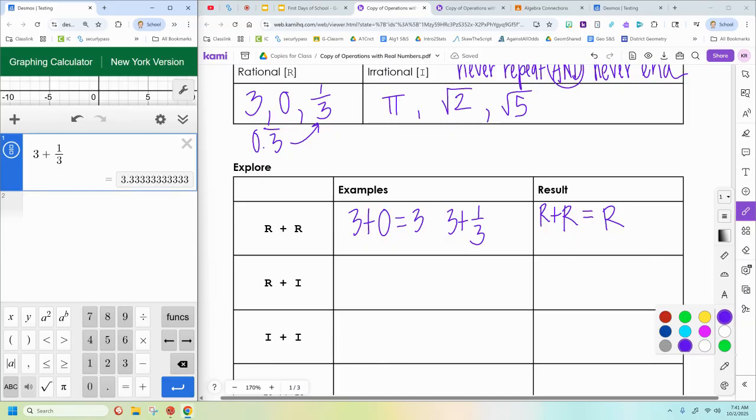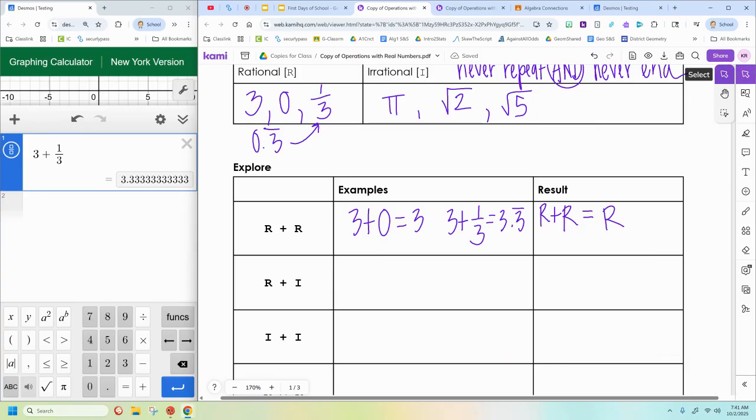There it is, 3.3 repeating. So that's rational, right? Because it repeats. I can put a repeating bar on it. So we have proven, using just 2 examples, that a rational plus a rational is rational.